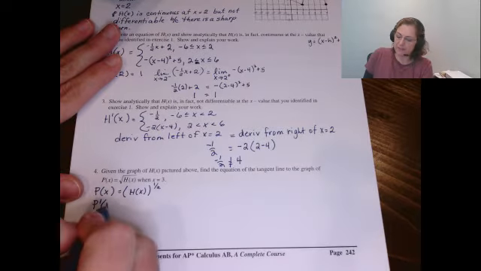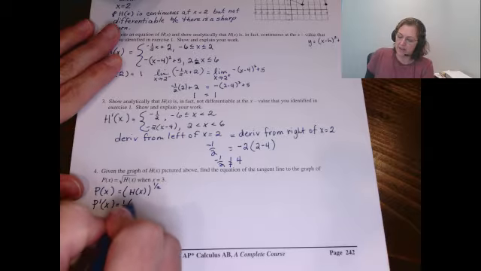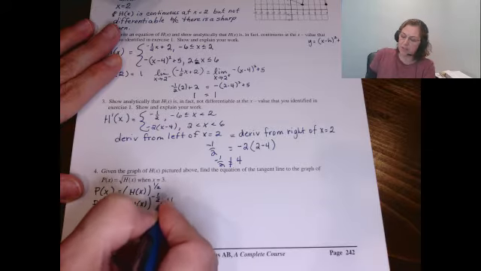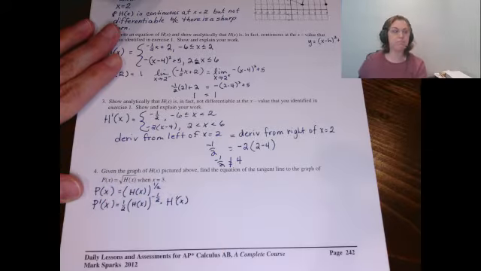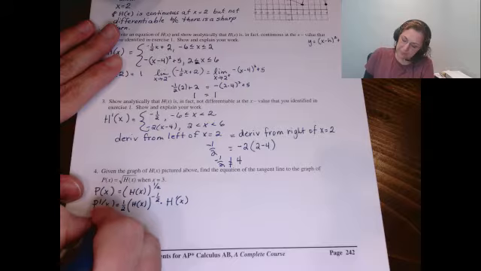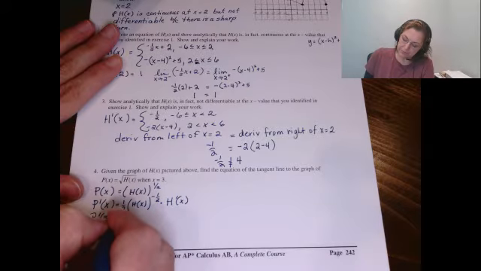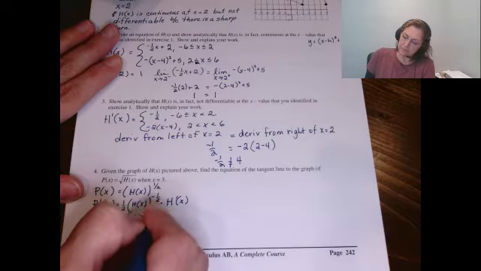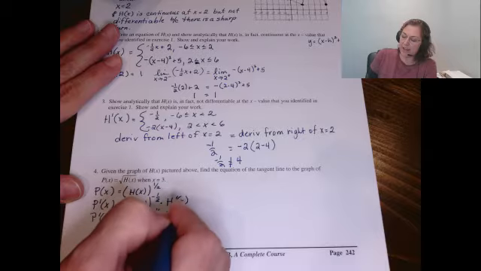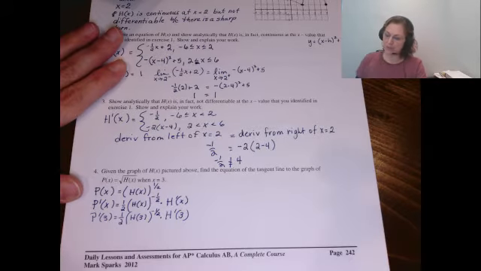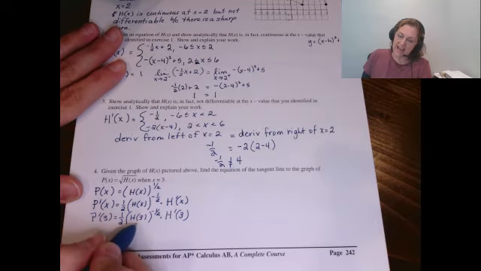So I've got p prime of x equals 1/2 times h of x to the negative 1/2 times h prime of x. Think about your chain rule there. And then let's plug in 3 for each of these x's here. Now remember, when we are looking for h of 3, that's a y value. When we are looking for h prime of 3, that's a slope. So let's take a look at h of 3.